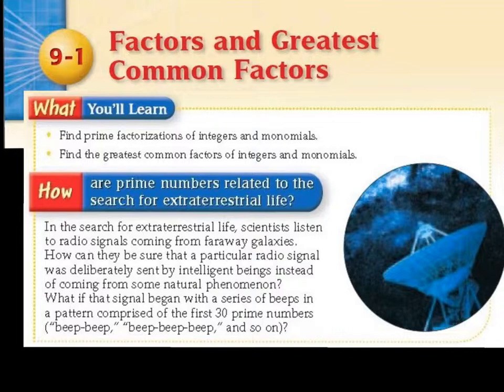How are prime numbers related to the search for extraterrestrial life? In the search for extraterrestrial life, scientists listen to radio signals coming from faraway galaxies. How can they be sure that a particular radio signal was deliberately sent by intelligent beings instead of coming from some natural phenomenon? What if that signal began with a series of beeps in a pattern comprised of the first 30 prime numbers? Beep, beep, beep, beep, beep, and so on.